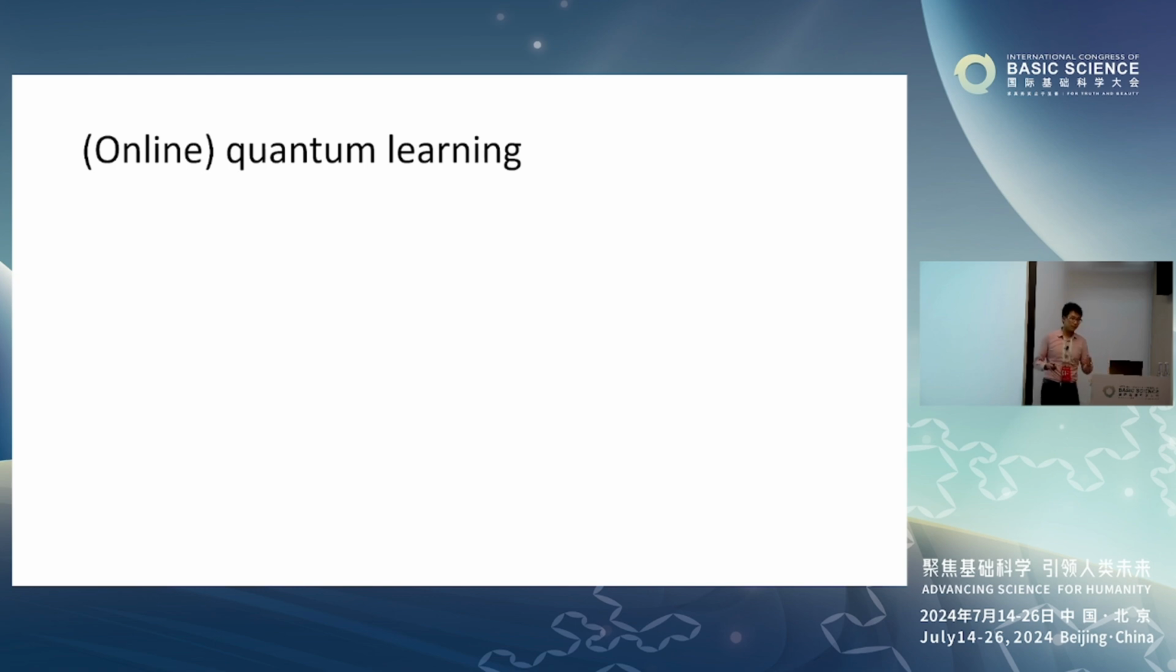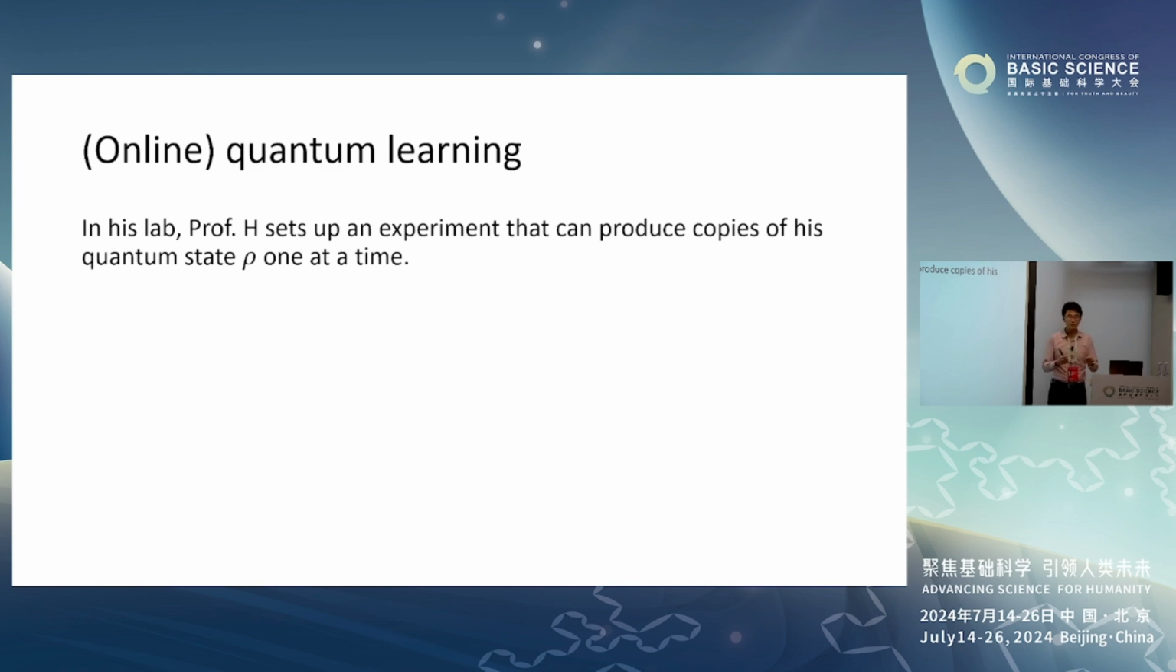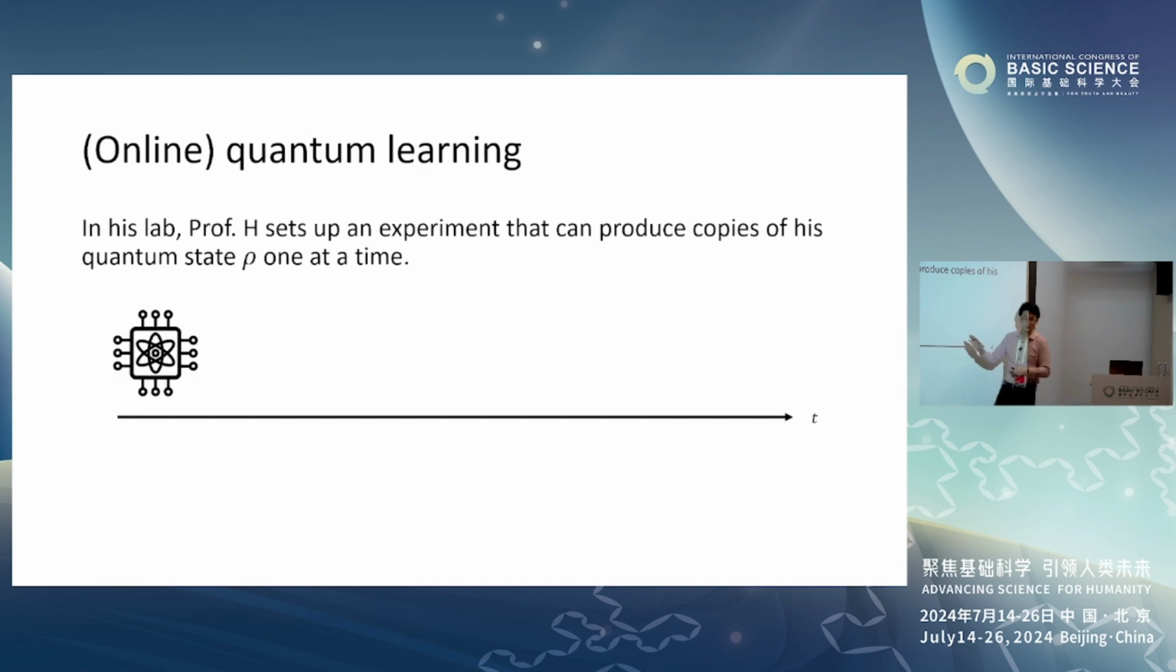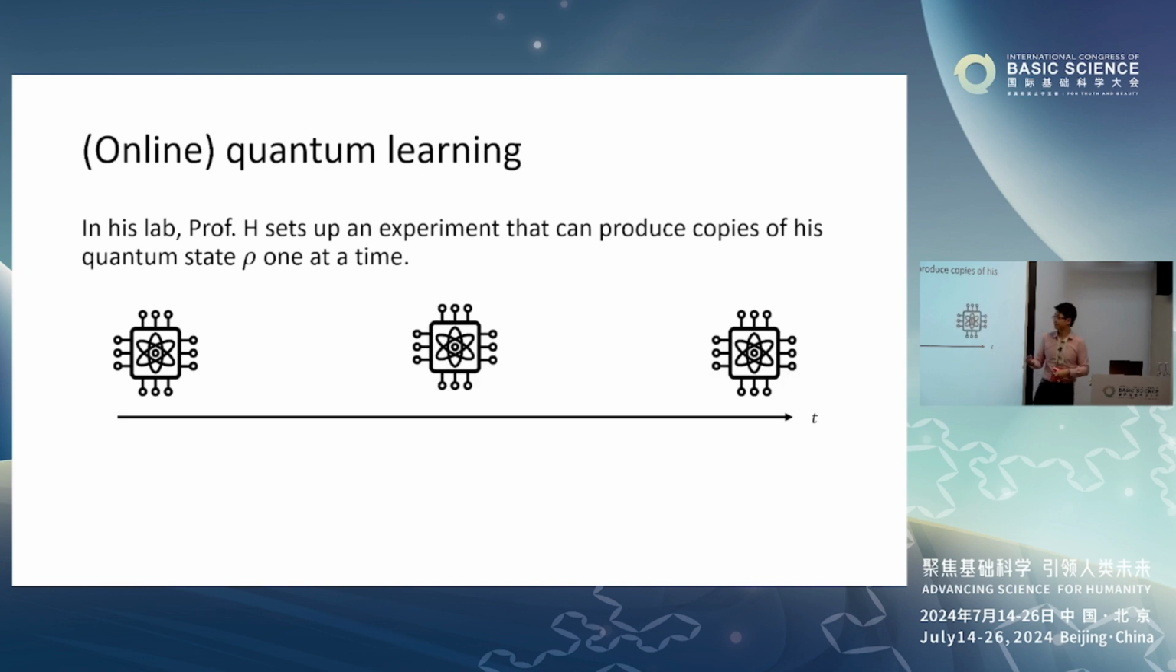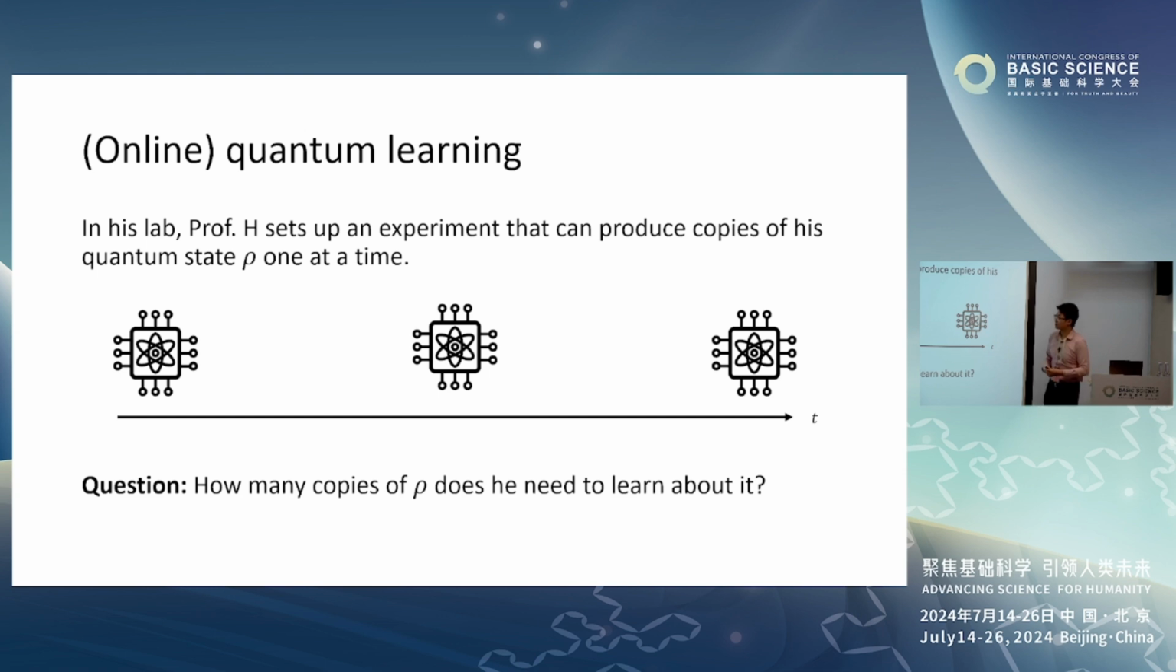Now we're going to be interested primarily in this online setting. We imagine that in this lab, you have some experimental setup. You can run some experiment and you get a copy of your state. Then you can reset everything and do it again. So as a function of time, you do an experiment, you get a copy of your quantum state, then you reset everything, do the experiment again, get another copy of the state, and so on and so forth. The basic question that we're interested in understanding, the sample complexity of the problem, is how many copies of the state does the scientist need to produce to learn whatever they want to learn about the state? This is the quantum analog of sample complexity.